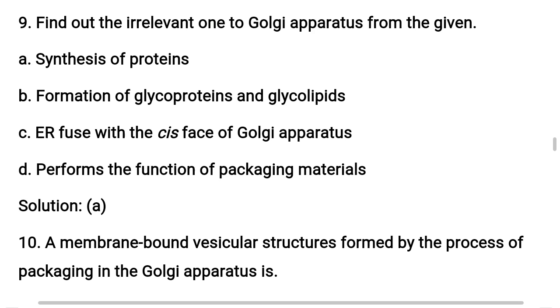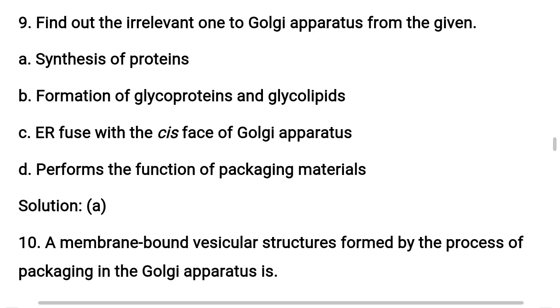So regarding Golgi apparatus, we need to find the irrelevant one. So what is the irrelevant one from ABCD? It is nothing but synthesis of proteins. So Golgi apparatus is not meant for synthesis of proteins. Endoplasmic reticulum is meant for synthesis of proteins. Understood? So the irrelevant one is synthesis of proteins. Rest all, BCD, formation of glycoproteins and glycolipids.